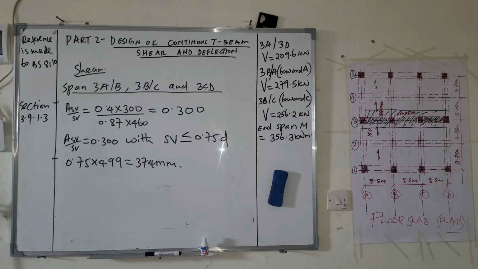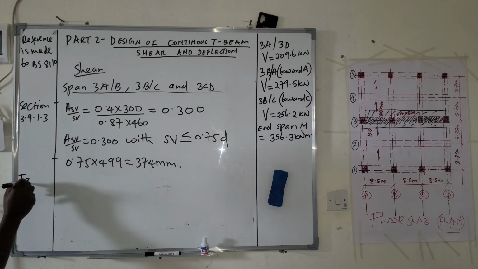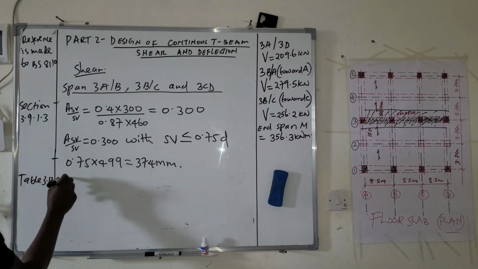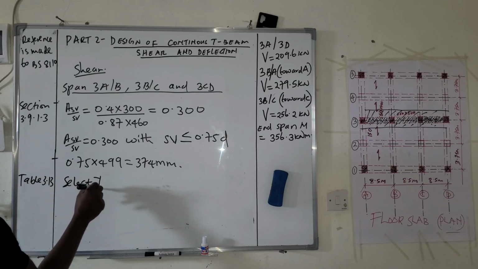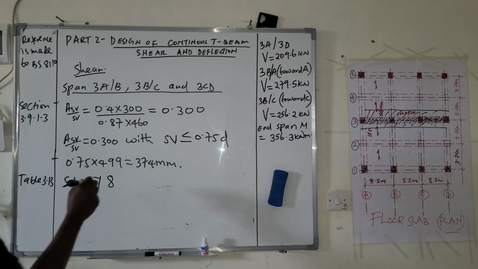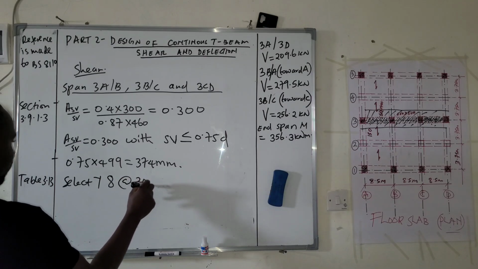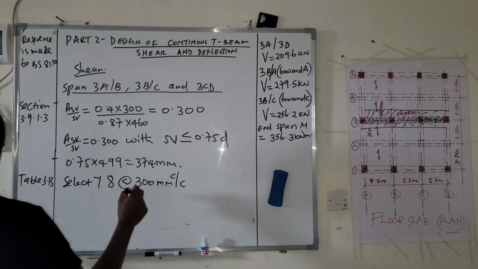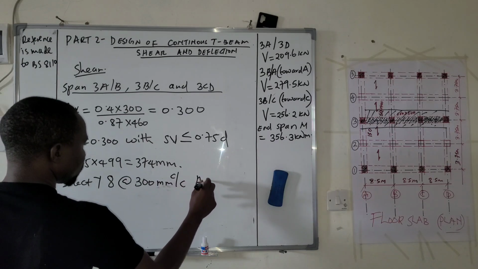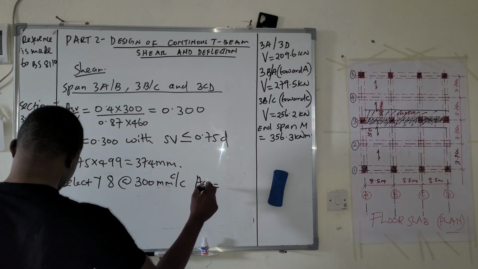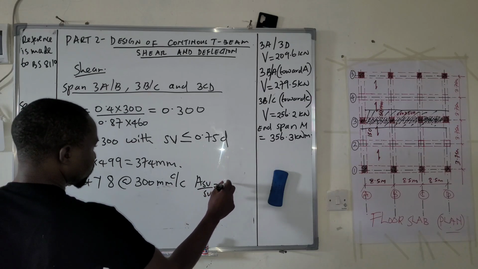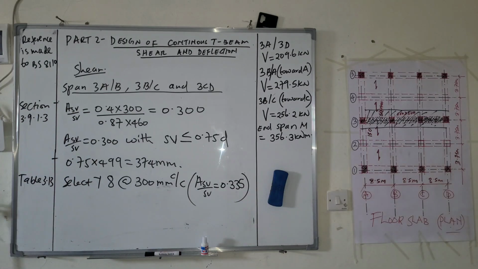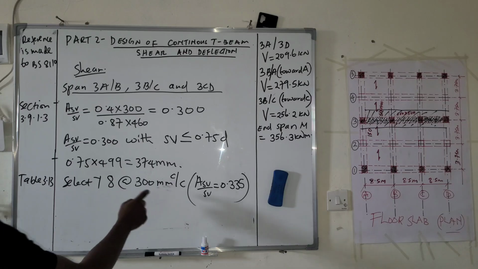So let's proceed to table 3.13. So select Y8 at 300 millimeter center to center. And then Asv over sv is equal to 0.335. So I will show you how to obtain this from the table.